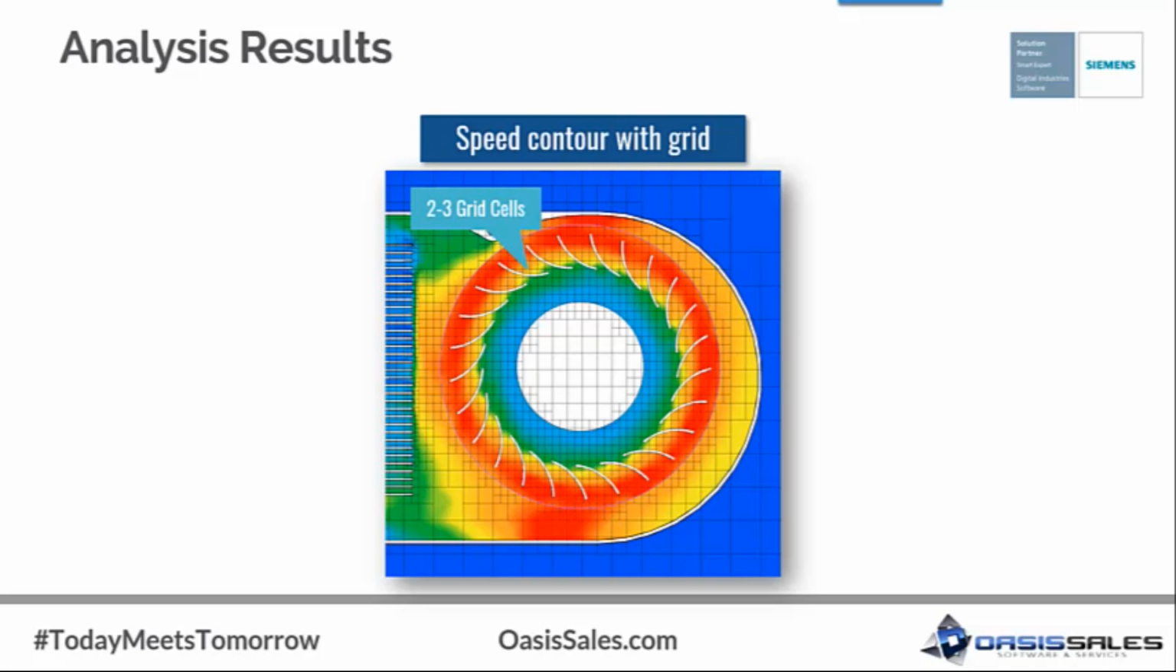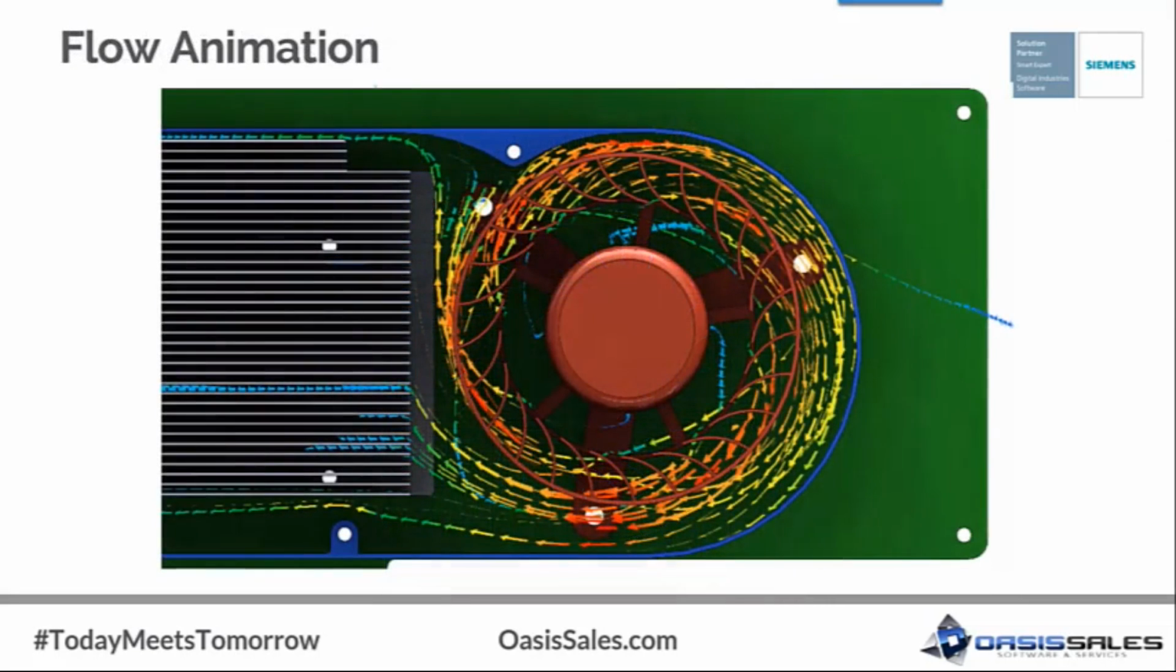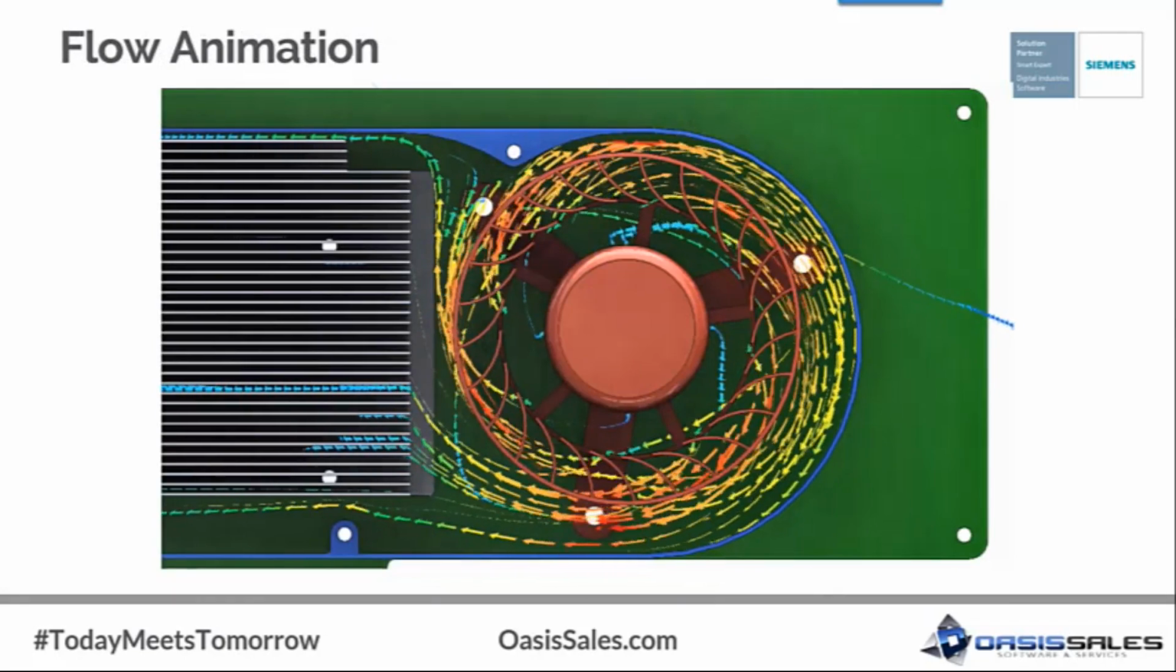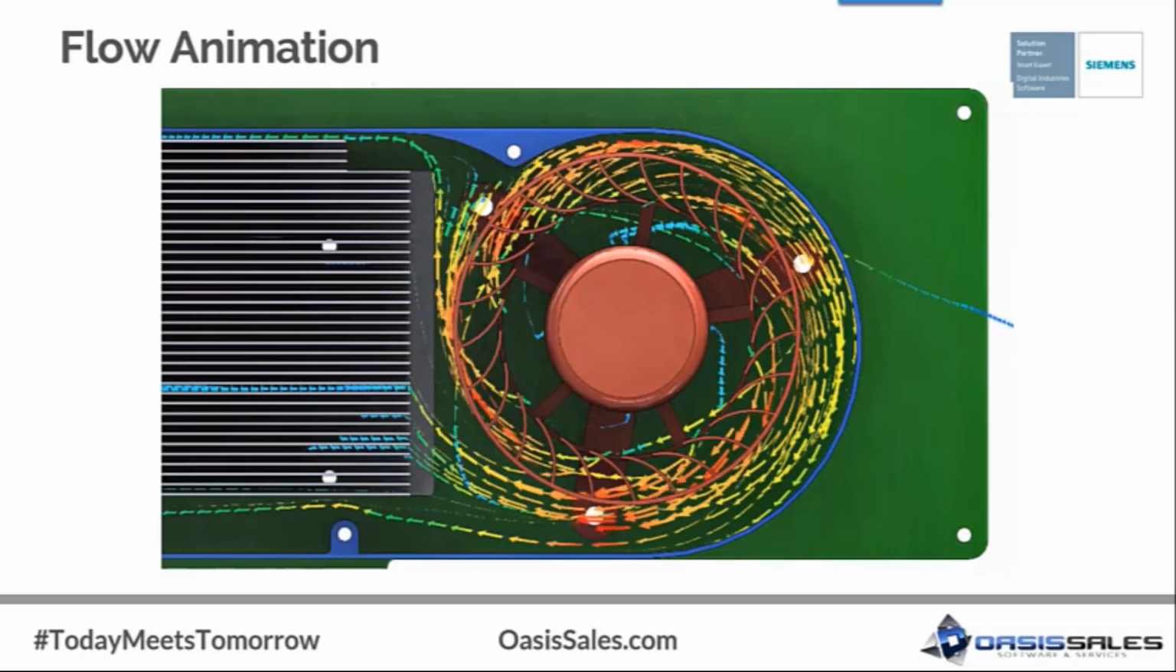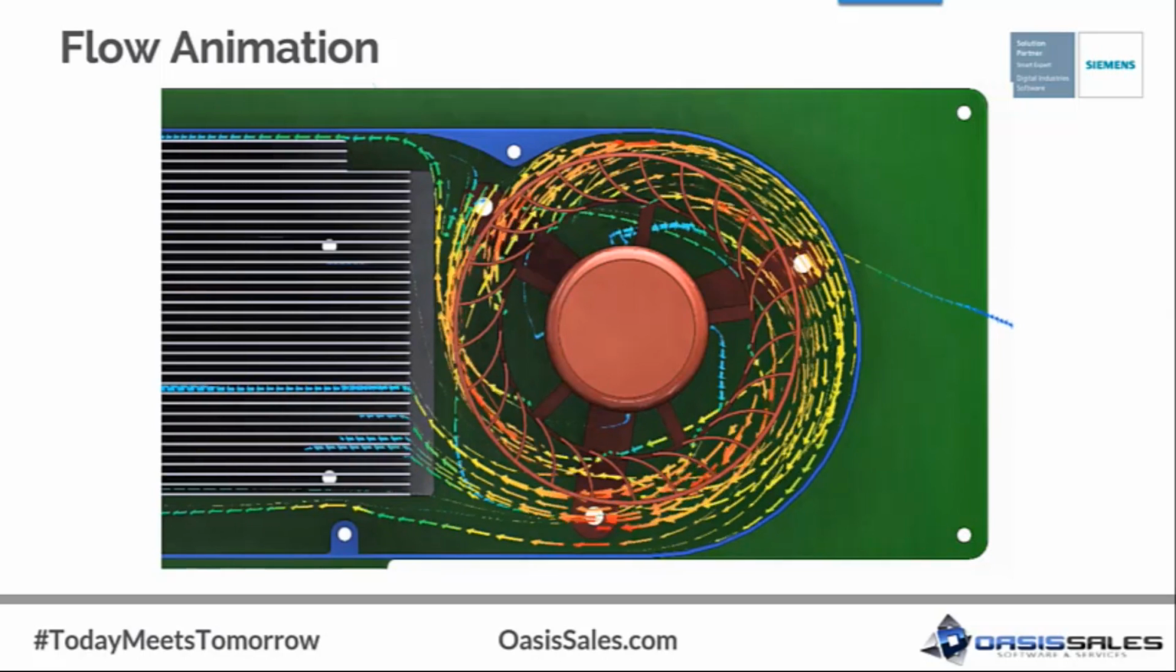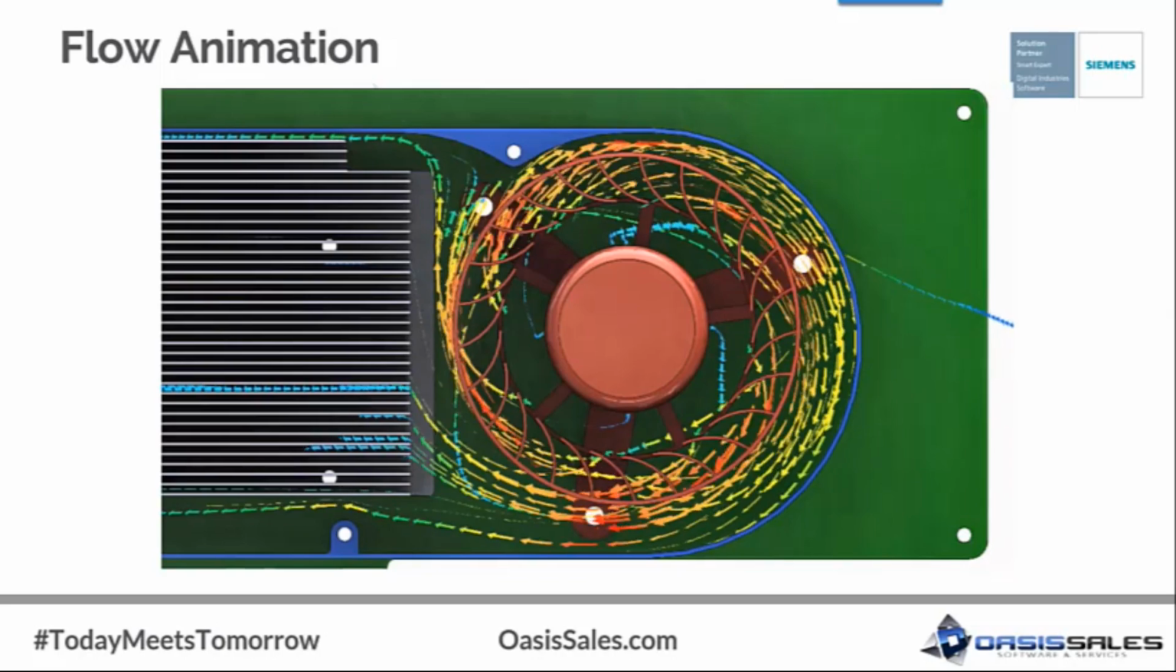We'll end with flow animation. It does appear that the heatsink fins are too close to the blower to properly distribute the flow. Perhaps in a future webinar, I will optimize this blower heatsink combination and share the results and methods used.